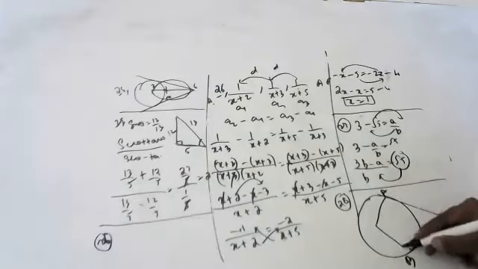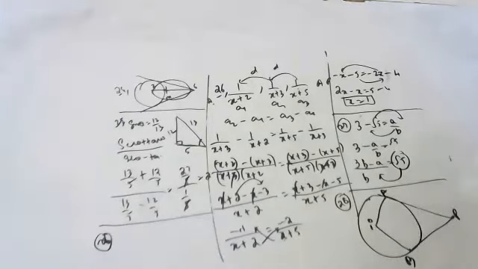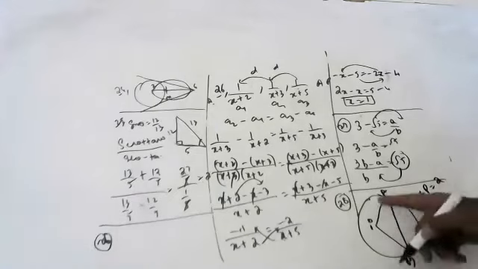This is the center, children. Please see here. This is center O. The question is, we have to prove that angle APB is equal to 2 times angle OAB.